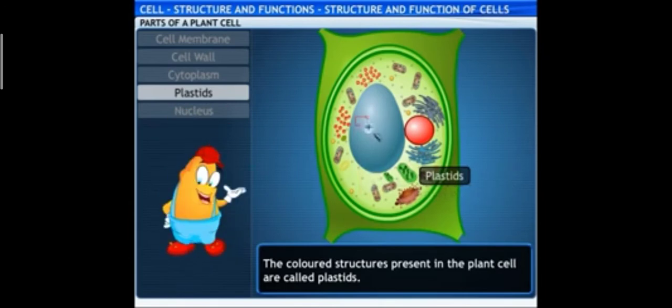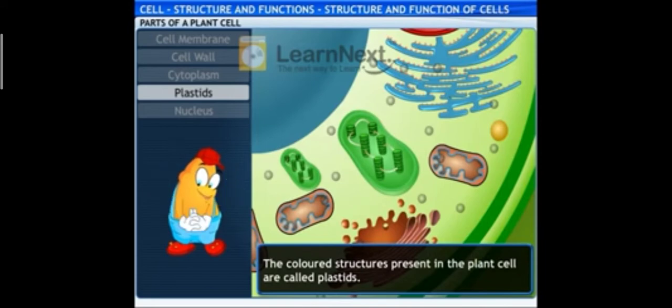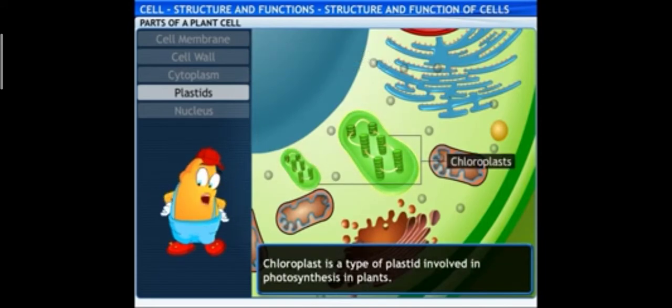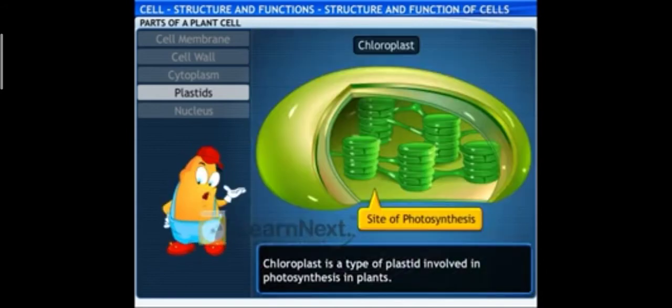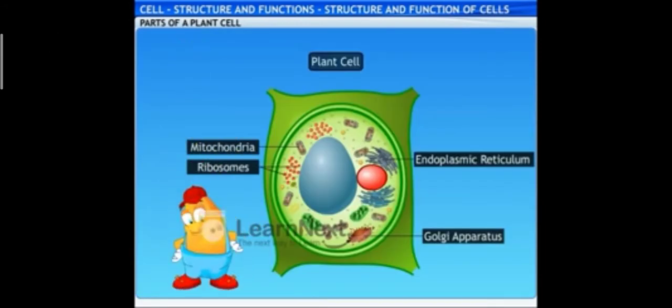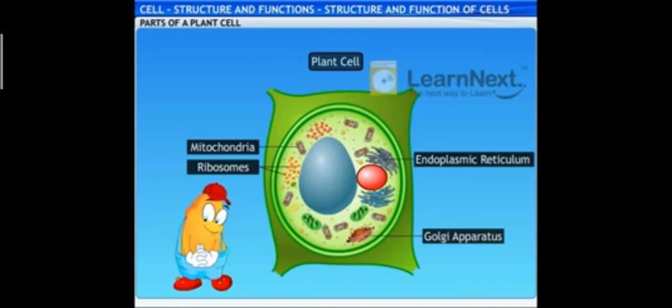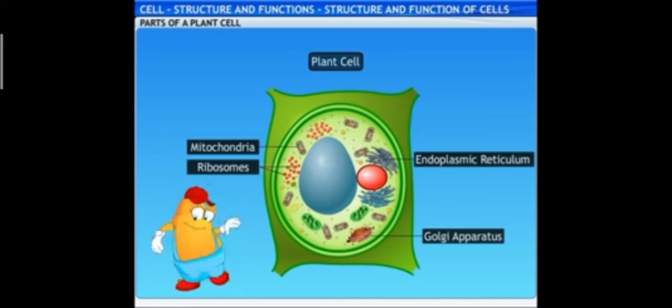See those colored structures present in the plant cell? Those are plastids. Chloroplast is a type of plastid involved in photosynthesis in plants. Oh, so this is what gives the leaves the green color? Correct. The other organelles that you see are mitochondria, Golgi apparatus, ribosome, and endoplasmic reticulum. We won't get into the details of these right now. First, let's focus on the basic components of a cell.